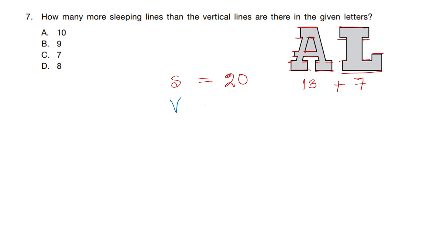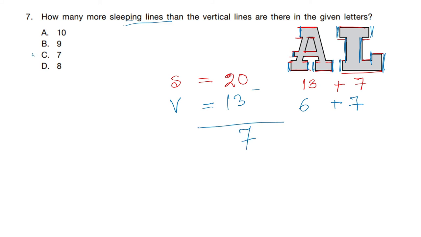Now let's find the vertical lines or the standing lines, which is 1, 2, 3, 4, 5, 6. So there are 6 vertical lines in A and here there is 1, 2, 3, 4, 5, 6 and here 7, and there are 7 in L. 6 plus 7 is 13, and how many more sleeping lines are there? Well, we need to subtract these two and we get the answer to be 7, which is your option C.